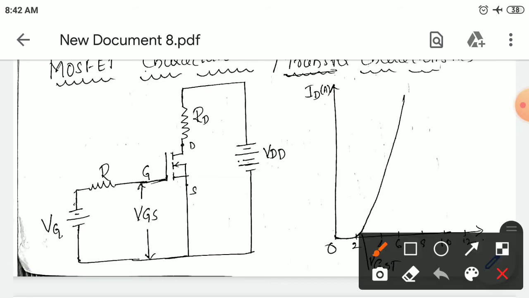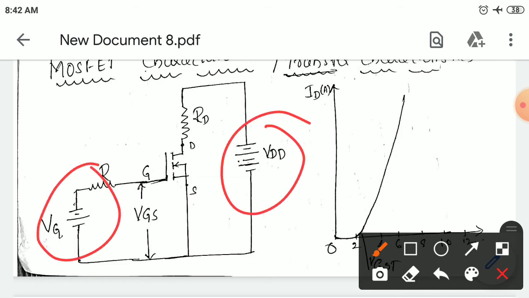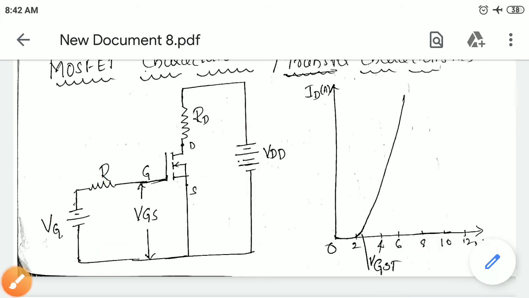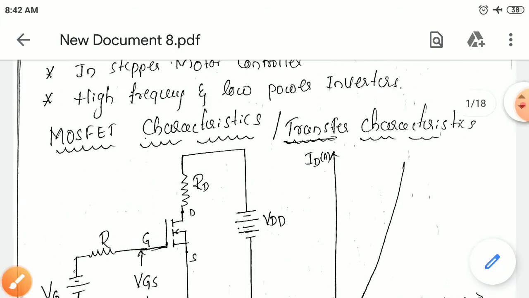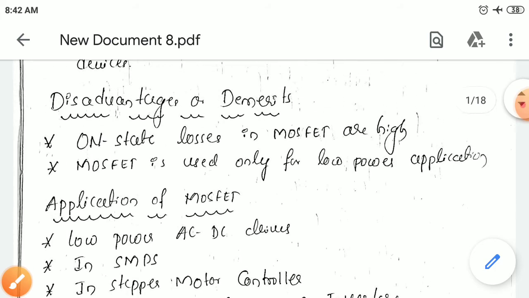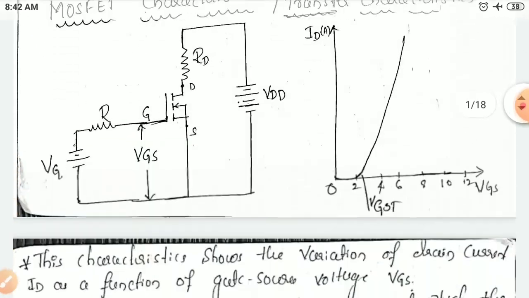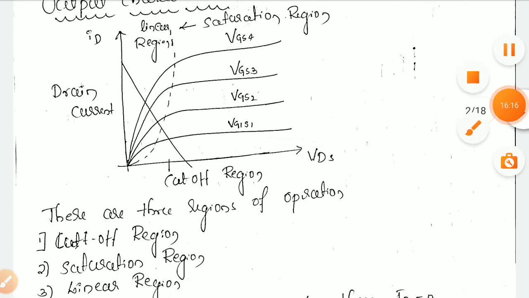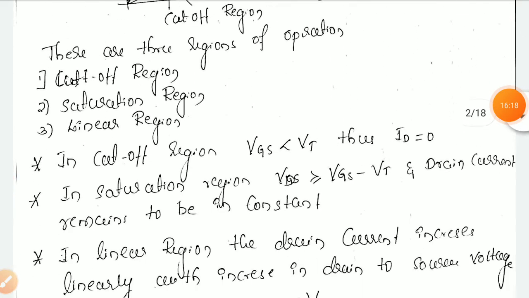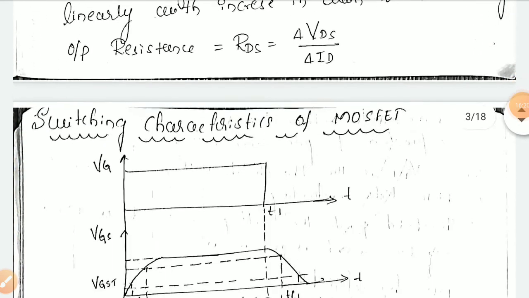So to draw the characteristics, initially keep this constant and vary this, and it will be the input characteristics. Then you keep this constant and vary this, and that will be the output characteristics. Okay, so that's about the MOSFET characteristics. There are also other characteristics, the switching characteristics and so on. Yeah, we'll see that also.